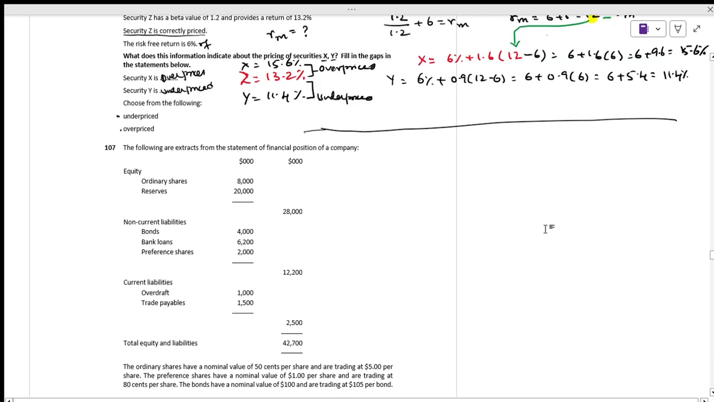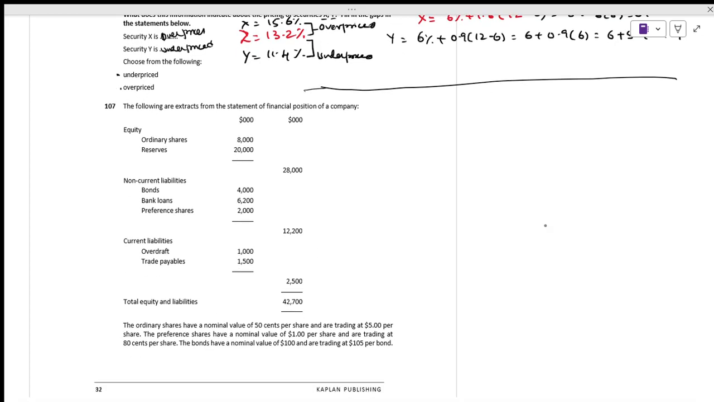The following are the extracts of the financial position. They gave equity, bonds, NCL, non-current liabilities. Incidentally, they gave non-current preference shares. They have classified them in non-current liabilities. It is otherwise called debt also.